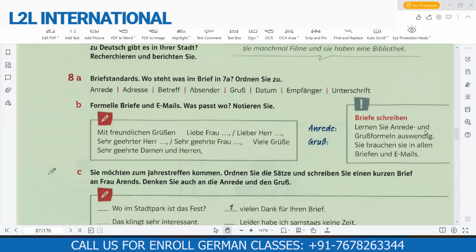Okay, so here, Anrede or Gruß, which sentence will go into which? That you have to tell me, and then I'll tell you the meaning for these. Okay.